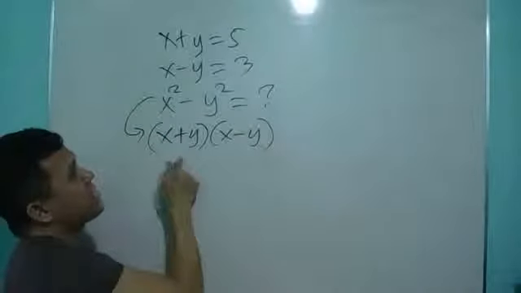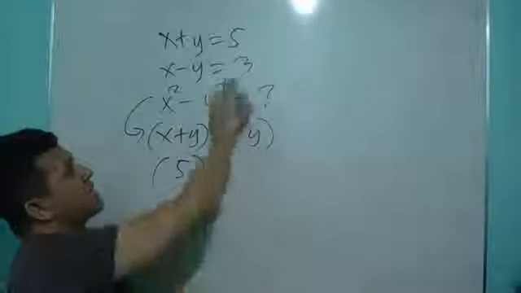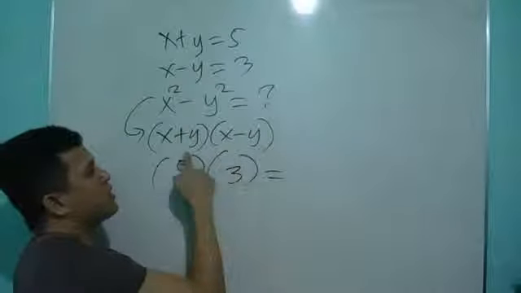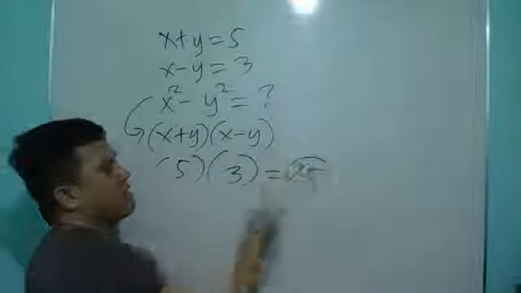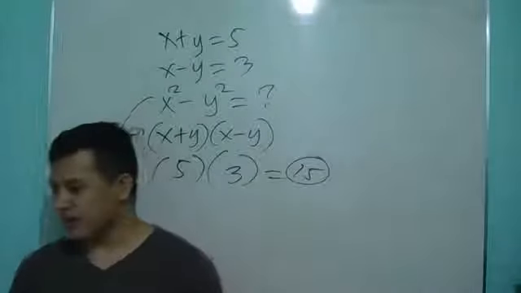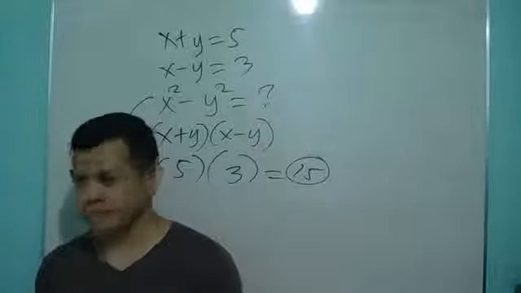And since x plus y is 5, and x minus y is 3, the answer there is to multiply them, so we have 15. Okay, there you go. That's how you're going to do it. So the answer there is letter B.